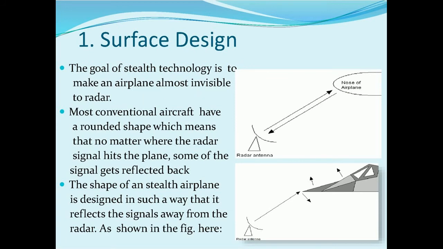Surface design. The goal of stealth technology is to make an airplane almost invisible to radar. Most conventional aircraft have a rounded shape, which means that no matter where the radar signal hits the plane, some of the signal gets reflected back. The shape of a stealth airplane is designed in such a way that it reflects the signals away from the radar, as shown in the figure here.